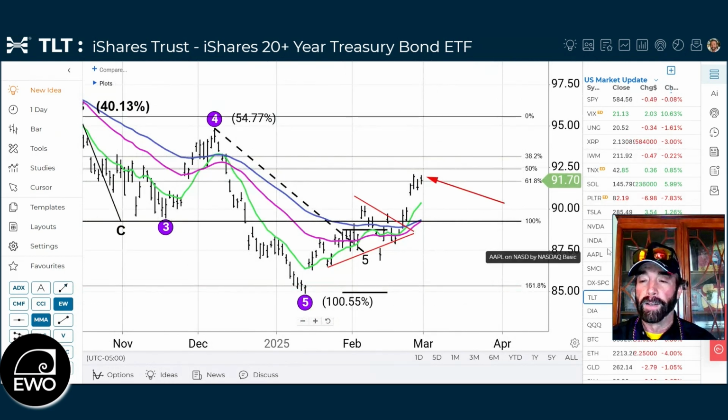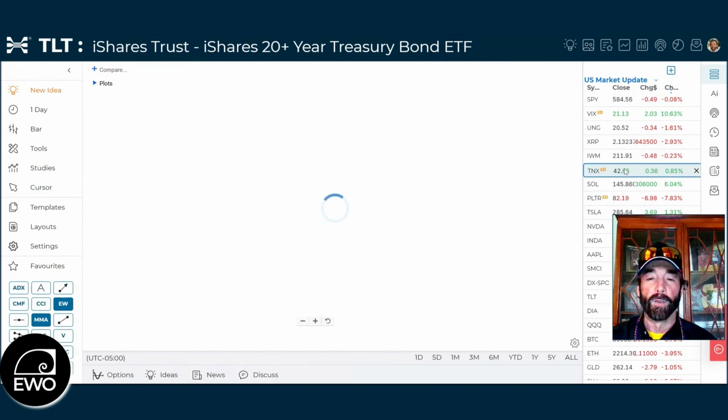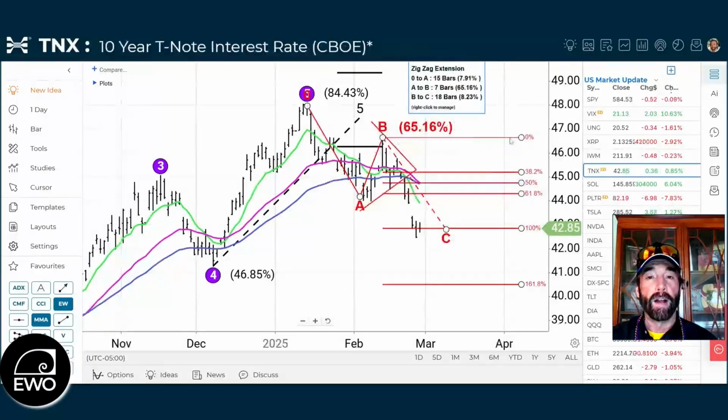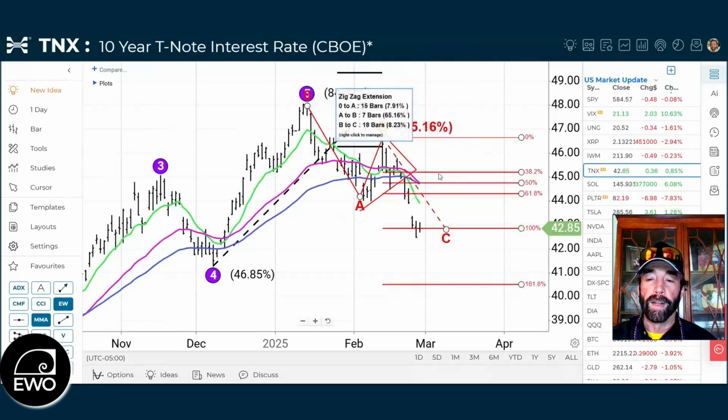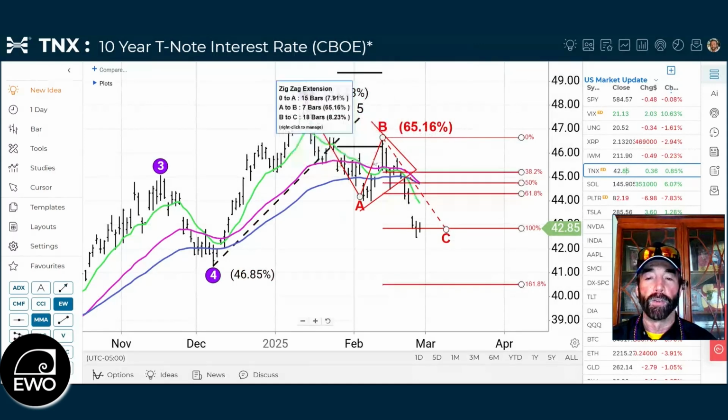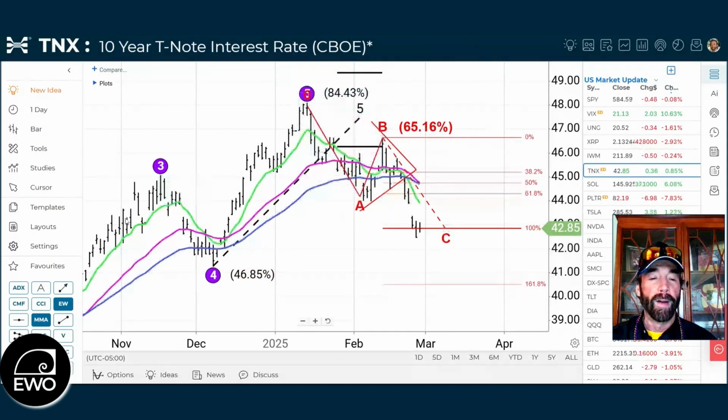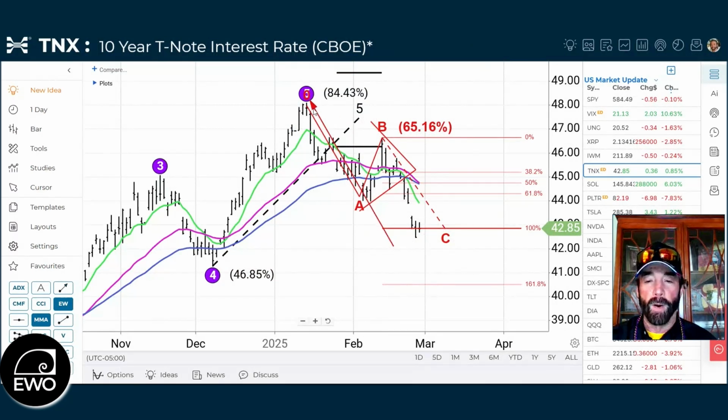I know a lot of you like the TNX. I was using TLT as a midpoint, but we'll go ahead and take a look at TNX as well. Now, remember, TNX shows yields and rates, where TLT shows prices. So this is the opposite side of things. Same thing: we had the symmetrical triangle. We broke down. We are trading right around this 100% extension in the zigzag. So we had a complex B wave here in this zigzag pattern. All kinds of Elliott wave stuff all over the bond market right now.